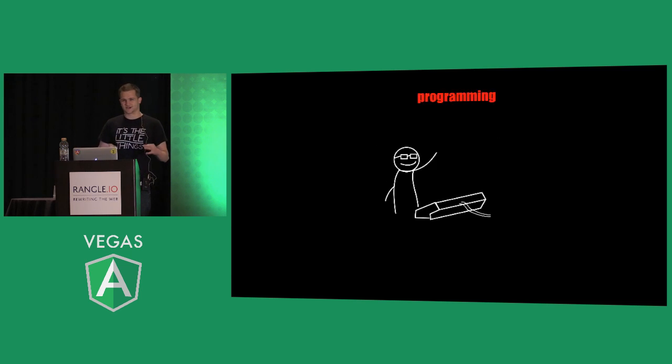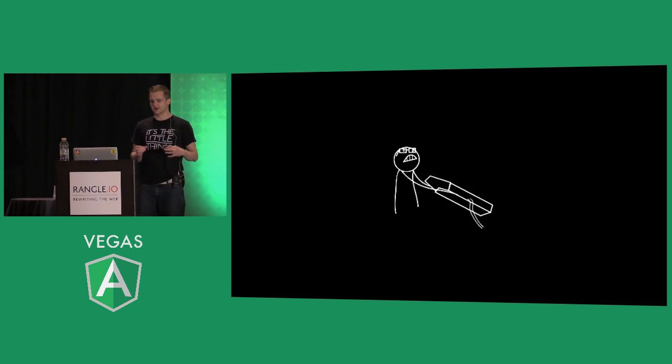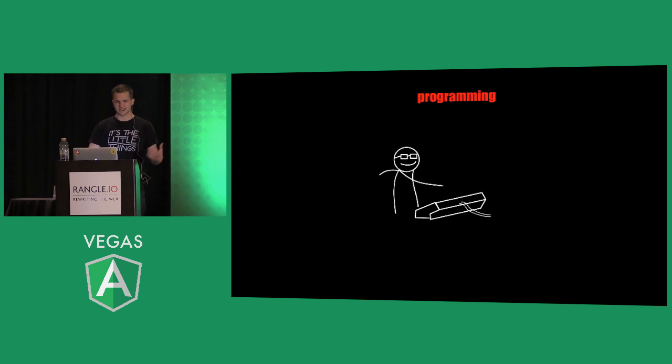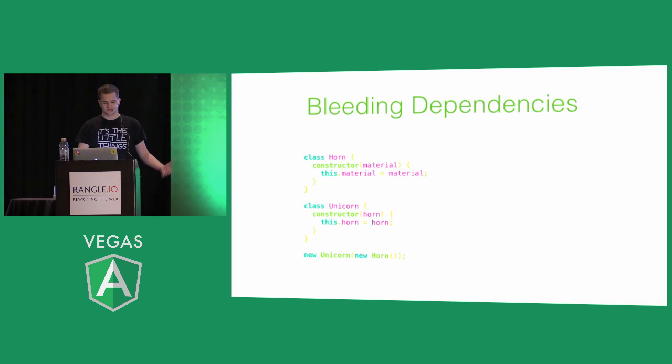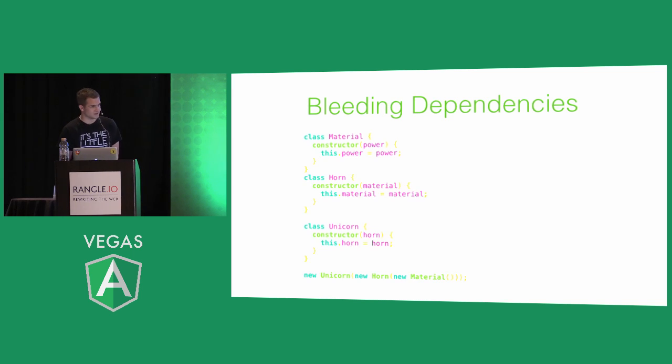over time, it starts to become really problematic. And I call this problem that emerges bleeding dependencies. What is bleeding dependencies? Bleeding dependencies look something like this. You have a unicorn, and you've passed it a new horn. Okay, I'm stoked, but now you have to pass a material for that horn to be used. Not quite as legit, and now you need to pass a power for that horn.